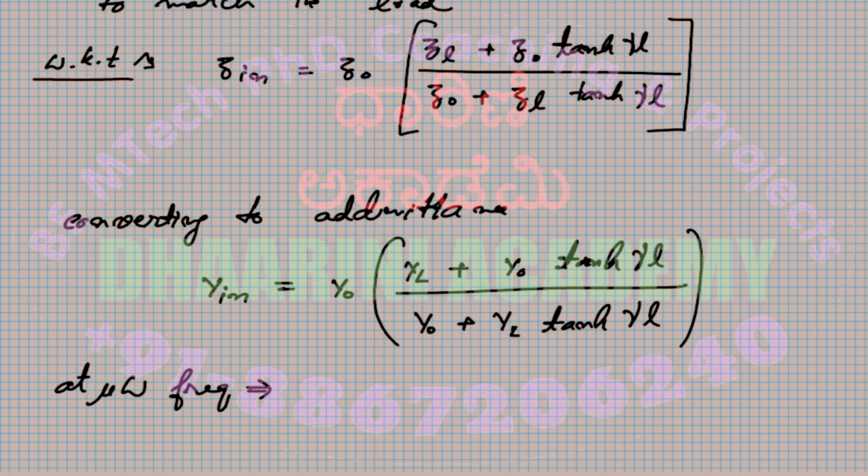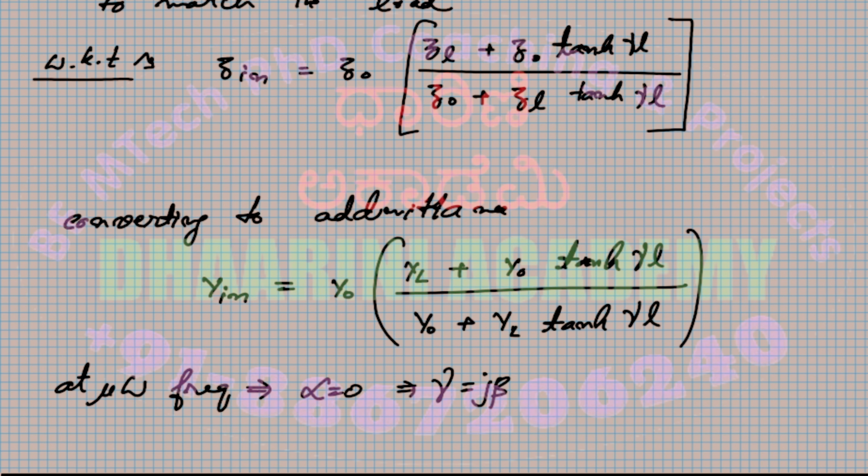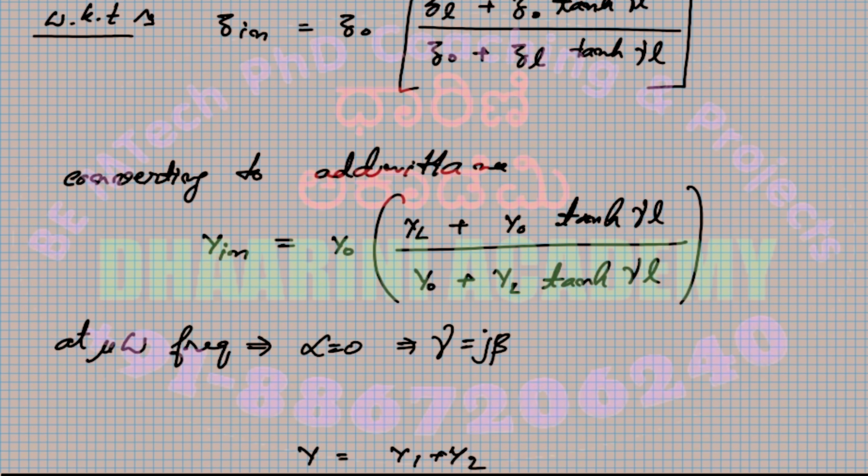So gamma is alpha plus j beta. So in that something will happen. We already have studied. Beta will be there, alpha will not be there, right? Alpha is smaller. So that means you see that alpha equal to 0. That implies I can simply write gamma is equal to j times beta. Okay. That's the first thing.